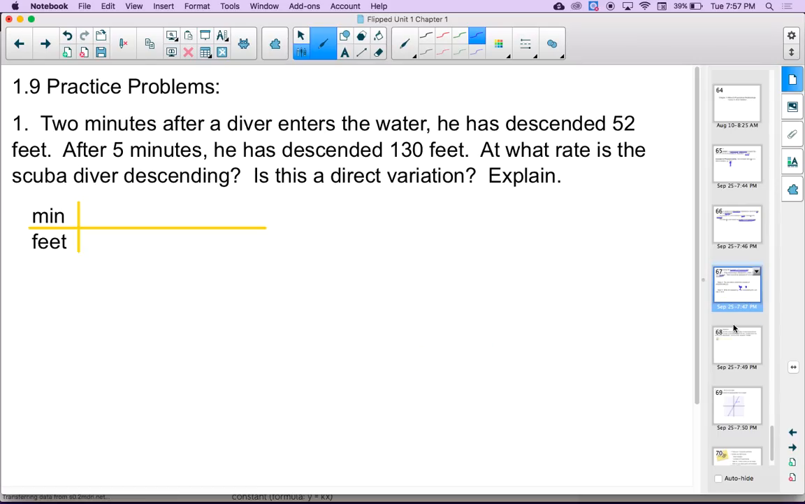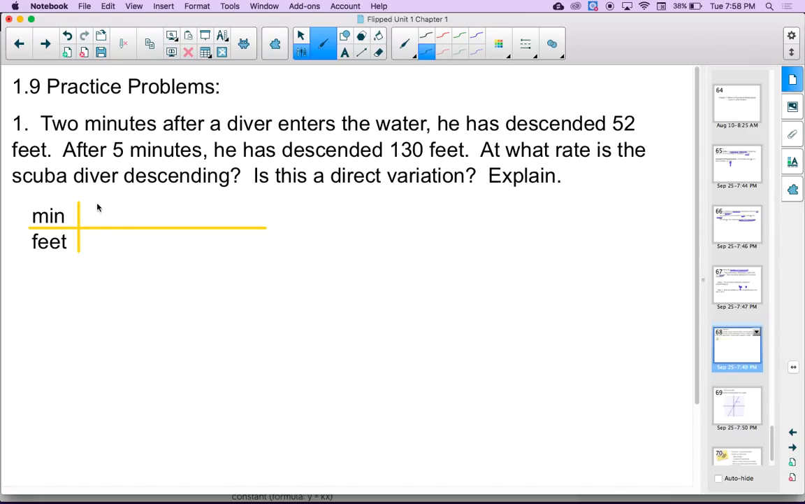Okay, let's see an example problem. This is from your notes. This is question number 1. It says 2 minutes after a diver enters the water, he has descended 52 feet. After 5 minutes, he has descended 130 feet. At what rate is the scuba diver descending? Is this a direct variation? Okay, so you see that I've started by creating a table here. I would like you to do the same thing for number 1, create that table.